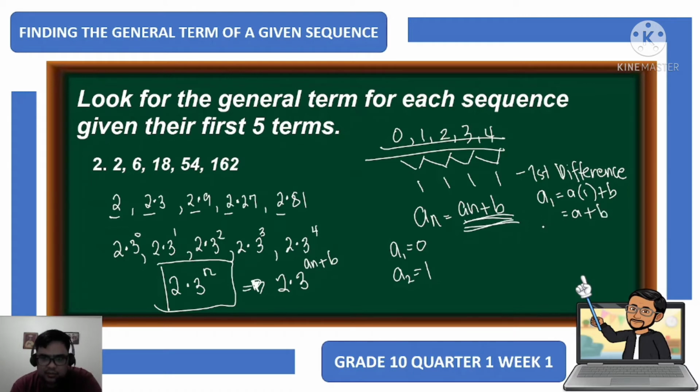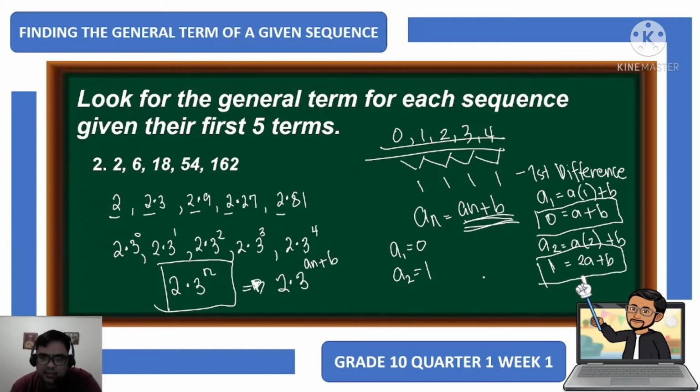Then, substitute si a sub 1 which is 0. So, this would be the first equation. Then, for a sub 2, that would be a times 2 plus b. Then, a sub 2 is 1. So, that would be equal to 2 times a is 2a plus b. Okay, this would be the second equation.